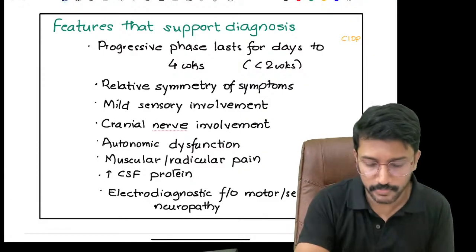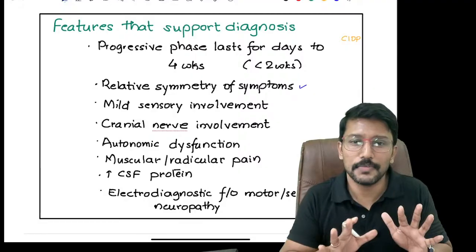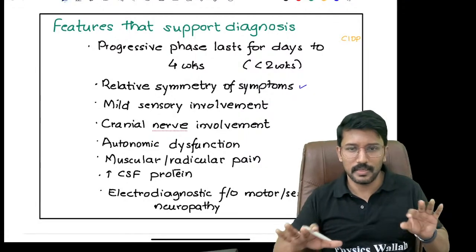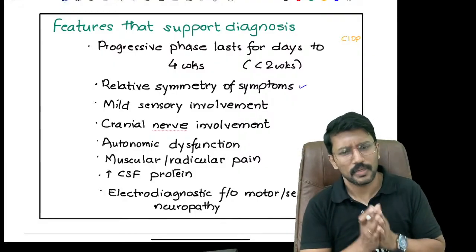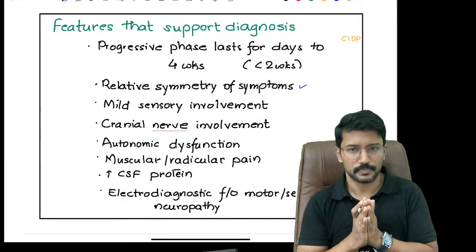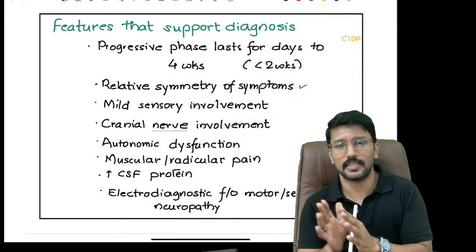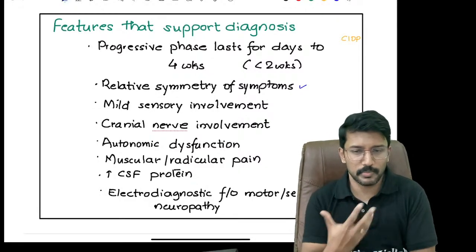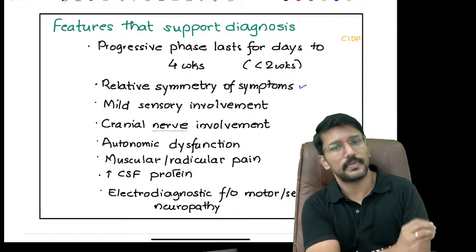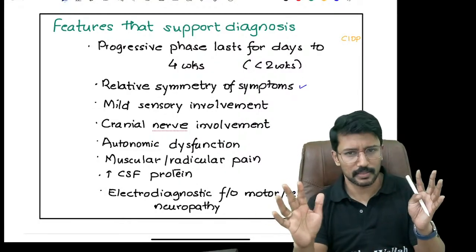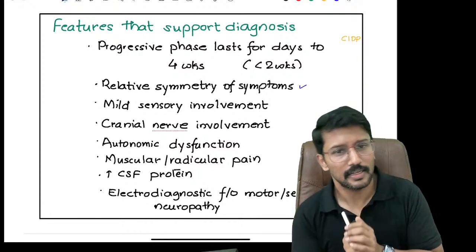Then this point, you people were asking whether it is unilateral or bilateral, right? The relative symmetry, both limbs being kind of equally affected, supports the diagnosis of GB syndrome. Why is it? The answer is pretty simple. See, this is an autoimmune disorder. Now, antibodies cannot be very selective, right? Antibodies produced in systemic circulation won't say, okay, I will only affect the right side of the body or I will only affect the left side of the body. They will generally affect both sides equally. So most patients will have relatively symmetrical symptoms.